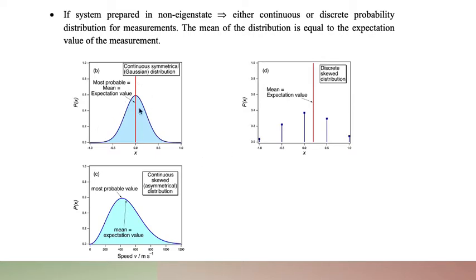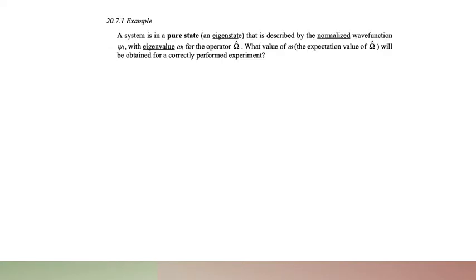Note that when you have a symmetrical distribution, the mean is equal to the most probable value. When you have a skewed distribution, then the mean will be different than the most probable value. In a discrete distribution, the mean value may not be one that you ever measure an actual value for, right? Because in a discrete distribution, you only measure certain values. Okay, but we can average over either one of those types of distributions. Now let's do an example.